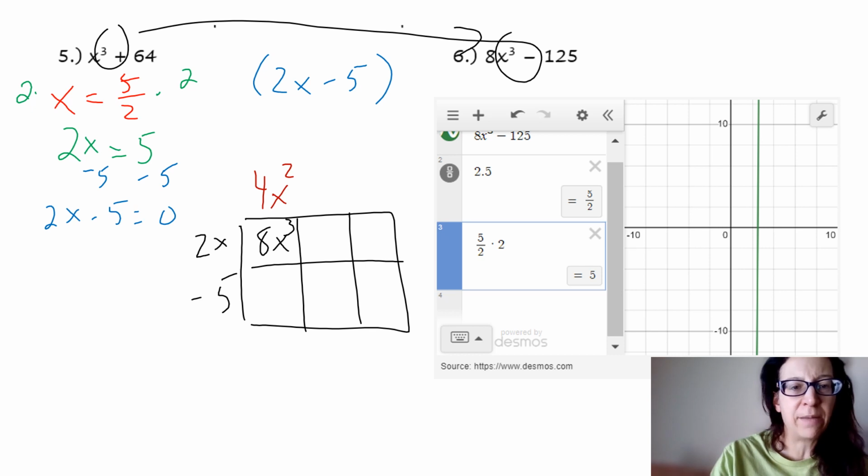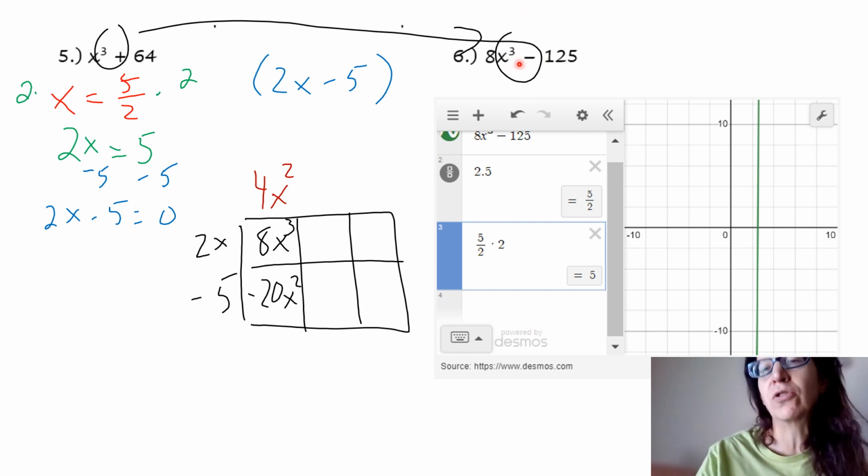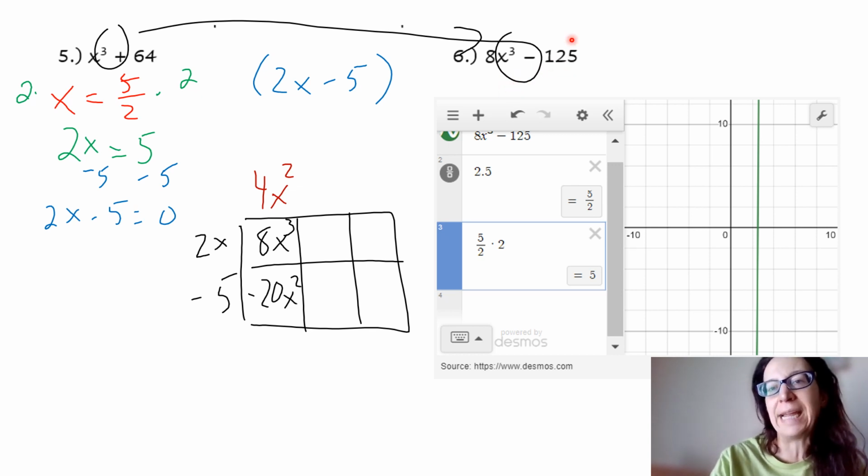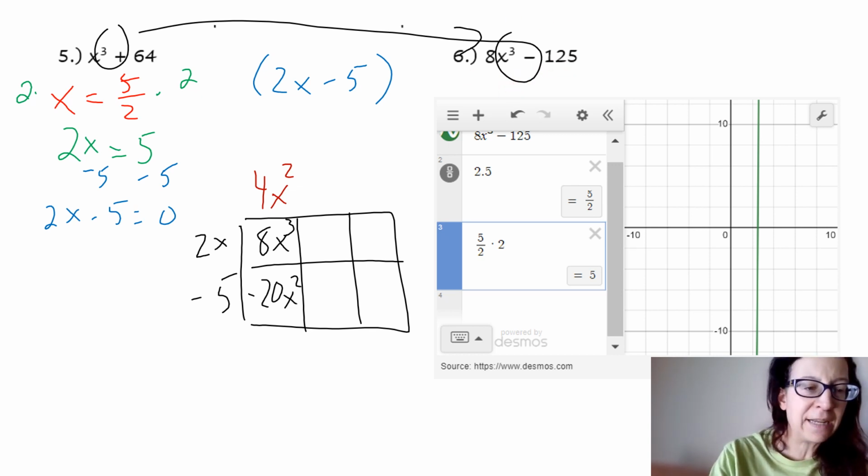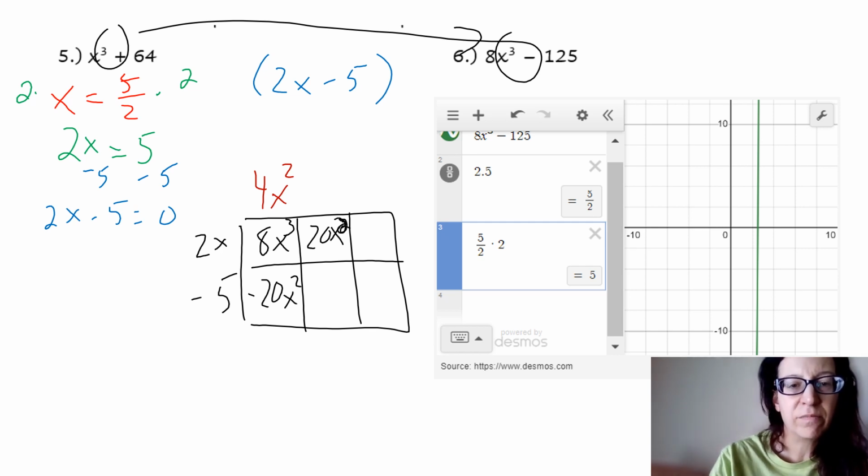4x squared times -5 is -20x squared. And as before with the last one, there's no middle term. There's no x squared term, and there's no x term either. And so that makes things very nice in the middle here because we know that we just need the opposite. So that would be 20x squared.